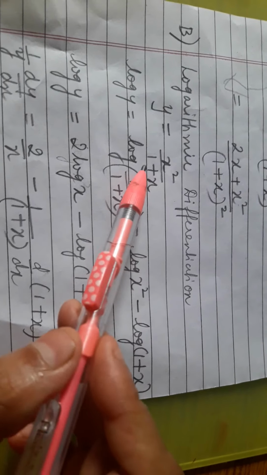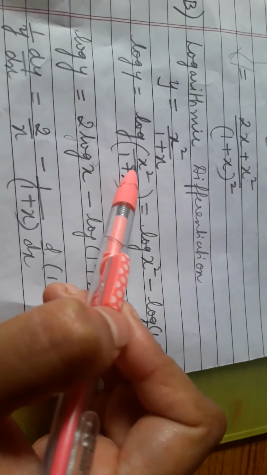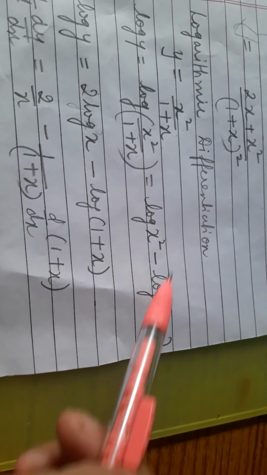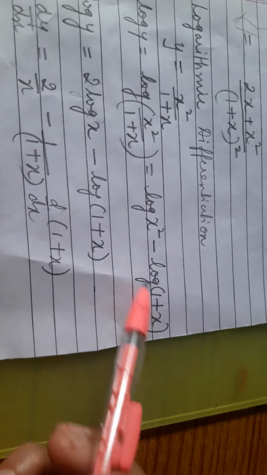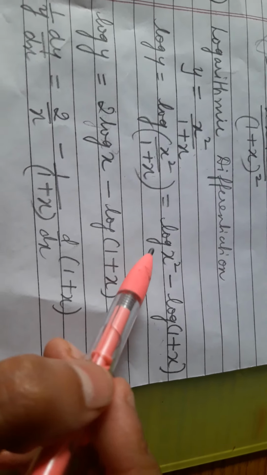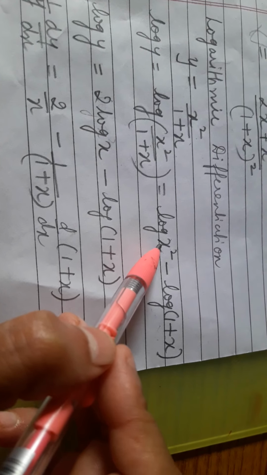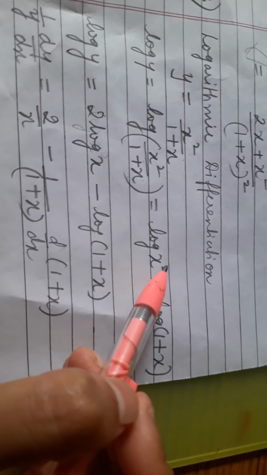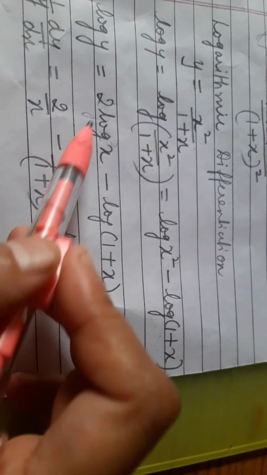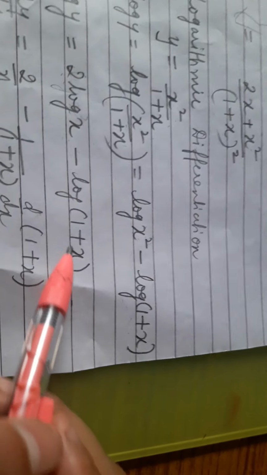y is equal to x square divided by 1 plus x. I'll take log on both sides. Log of a by b is log a minus log b. Log a is my numerator, minus log b, my denominator. So before I differentiate, first I have to take log. So log y is 2 into log x, yes, I just push this 2 there, since log of a to the power m is m into log a. So 2 into log x minus log of 1 plus x here. And there you go. Apply differentiation.